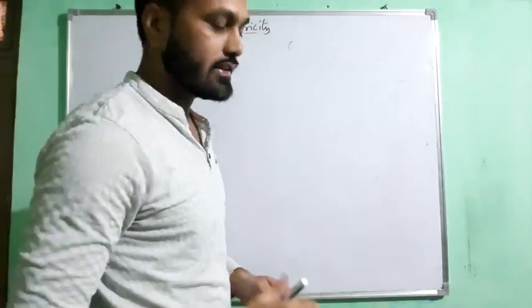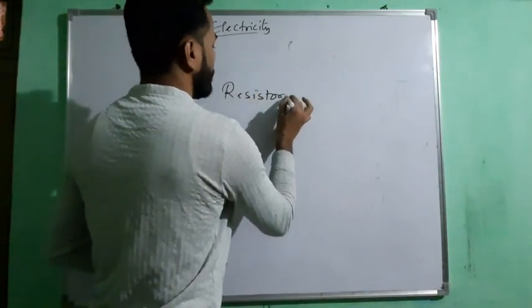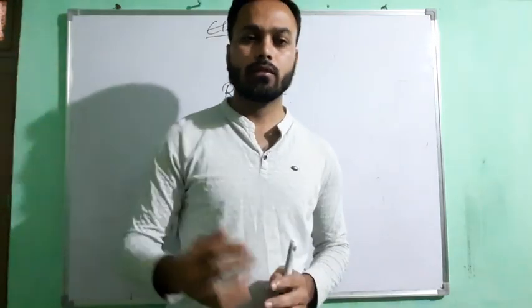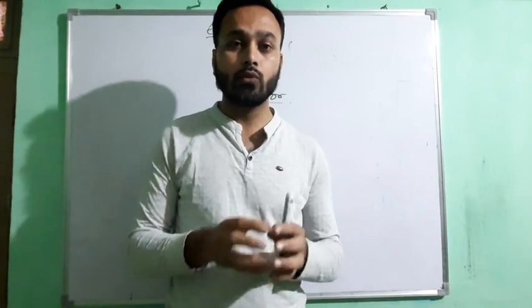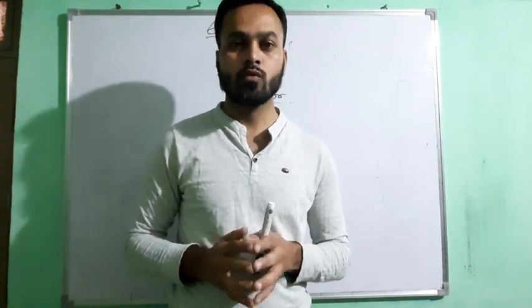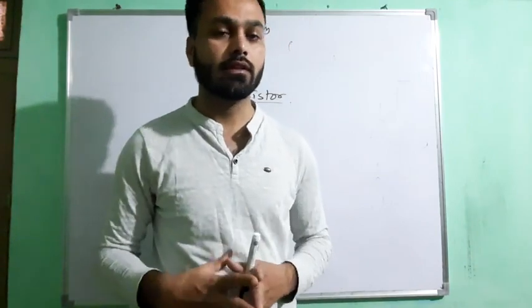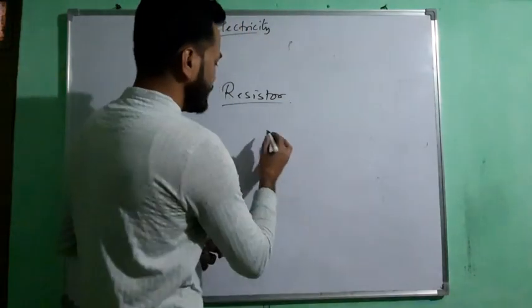The next point is resistor. See here, what is a resistor? I was giving an example of a vehicle moving on the road. That speed breaker, you can treat it as a resistor, whose action is to oppose the flow of vehicles on the road. In the same way, there is a material.